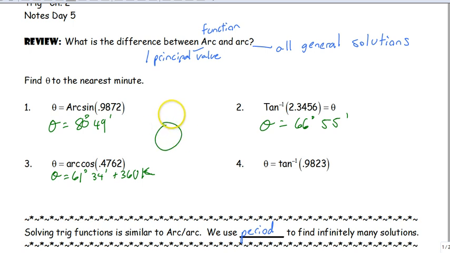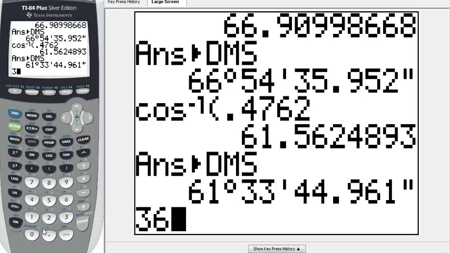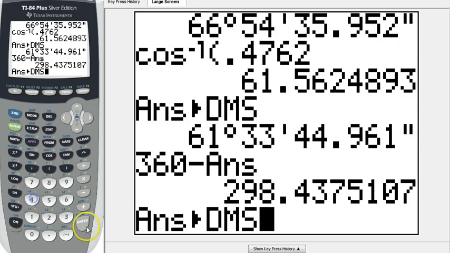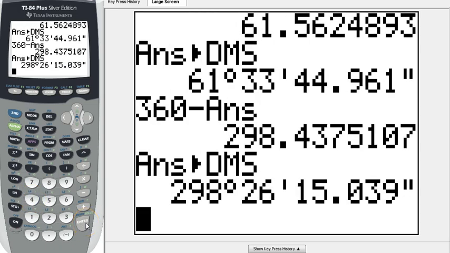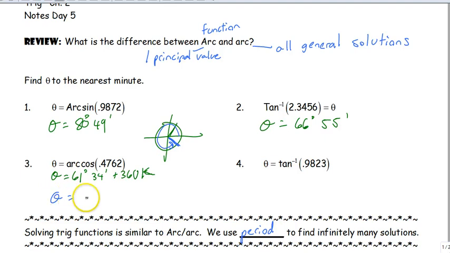Now, if I look at that on a circle, 61's about there. It's positive x, so don't go over here automatically. We actually want to go down here. So that means I want the angle from there all the way there, which is basically 360 minus 61 degrees 34 minutes. So I can do 360 minus my answer, and then you can convert that into degrees, minutes, seconds, and you get 298.26. So theta is equal to 298 degrees, 26 minutes plus 360K.